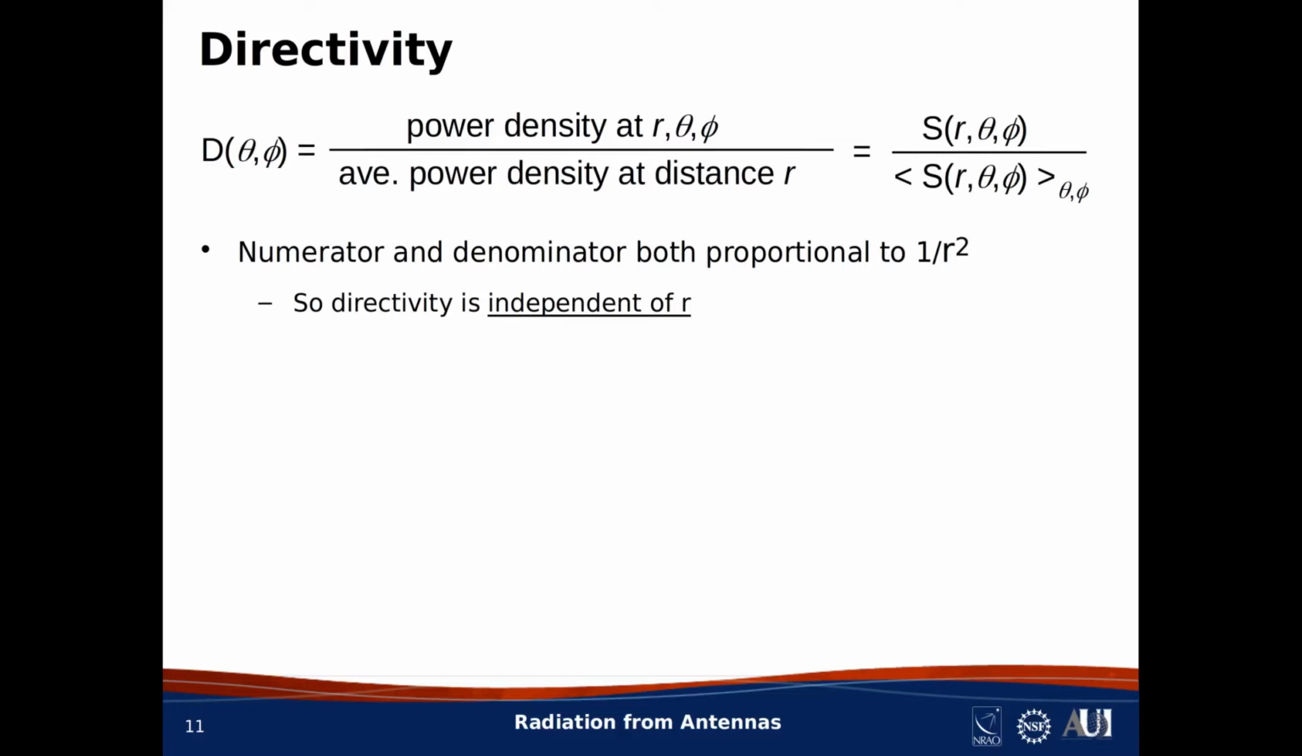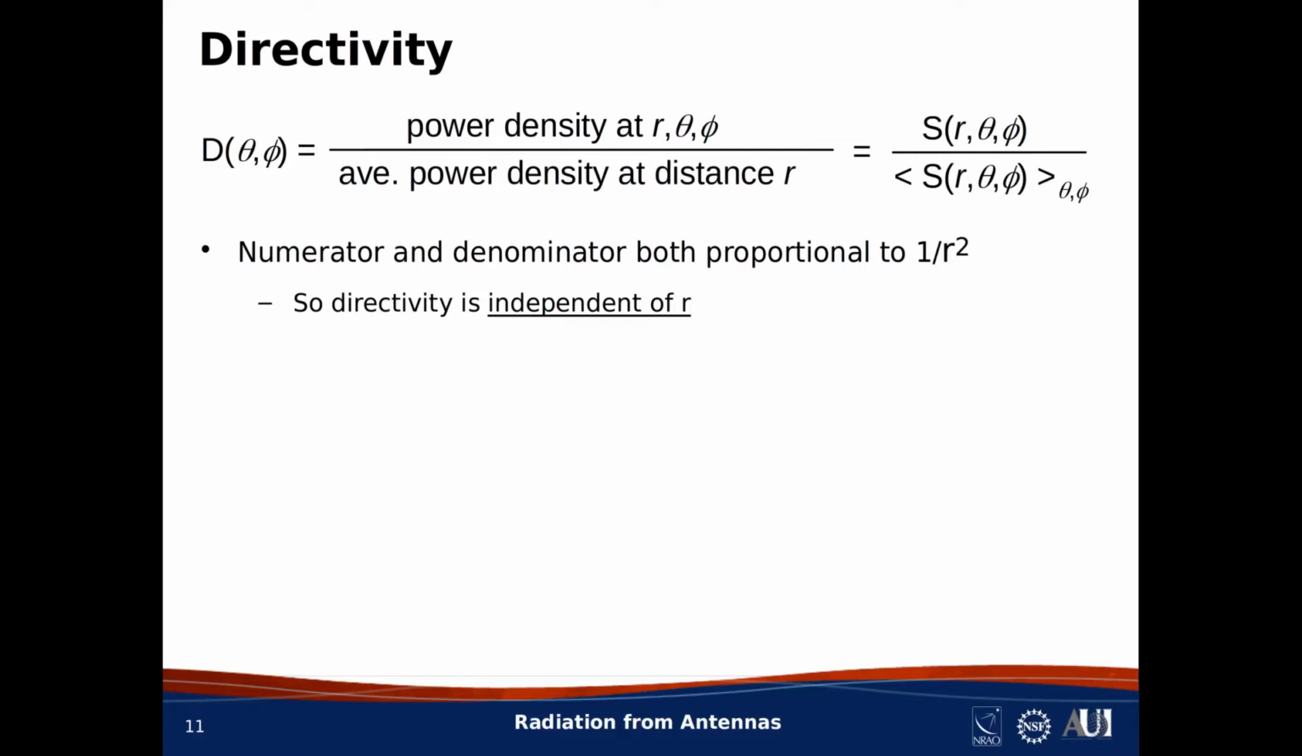Well, this is because we know that we're dealing with a spherical wave. For a spherical wave, power density is proportional to 1 over r squared. That's the inverse square law, and in fact we invoked that principle in the previous slide. This means that the numerator is proportional to 1 over r squared for sure, but the denominator is also proportional to 1 over r squared, and for the same value of r. So these factors of 1 over r squared cancel out. As a result, directivity is independent of r.